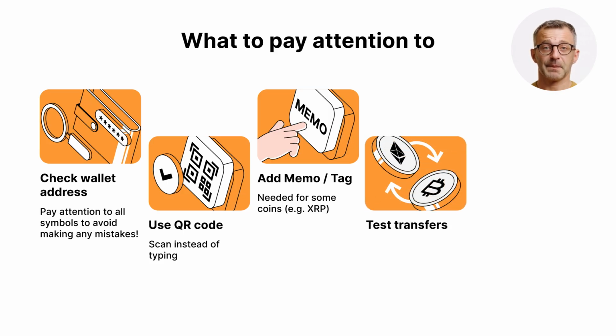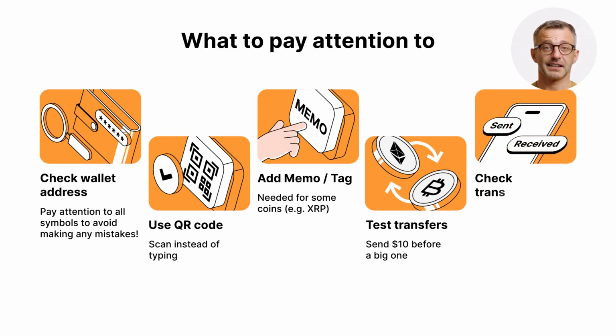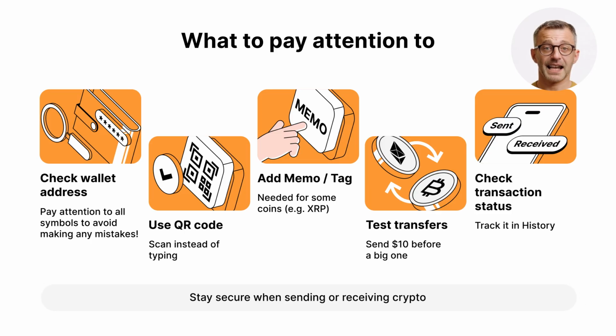Another good habit is making a small test transfer. Before sending a large amount, send the smallest possible amount first. This way you can make sure the address, the network, and the memo are all correct. And finally, keep an eye on the transaction status. After you send the transfer, you can always check its progress in the history section of Cropty Wallet. And if it takes a bit longer, that's normal. The speed depends on how busy the network is at the moment.